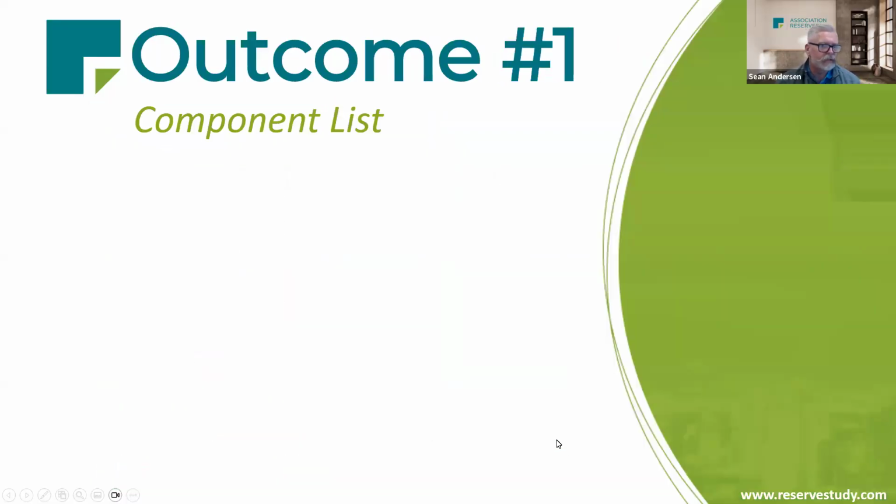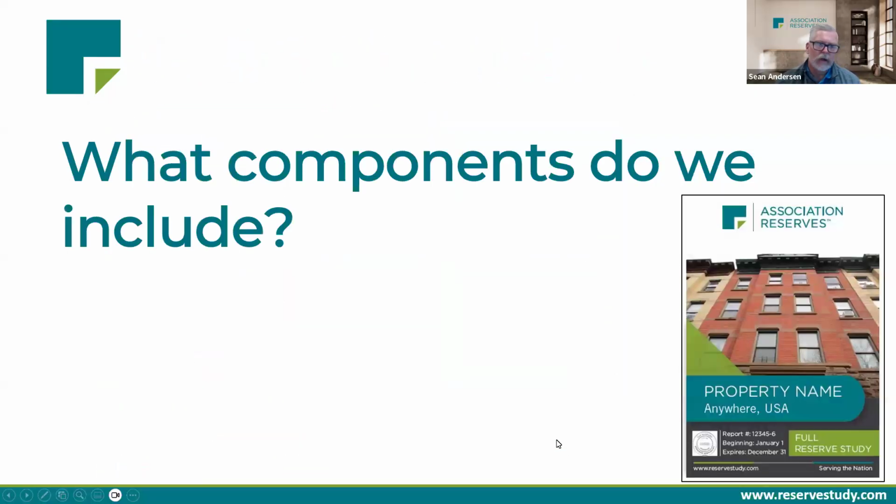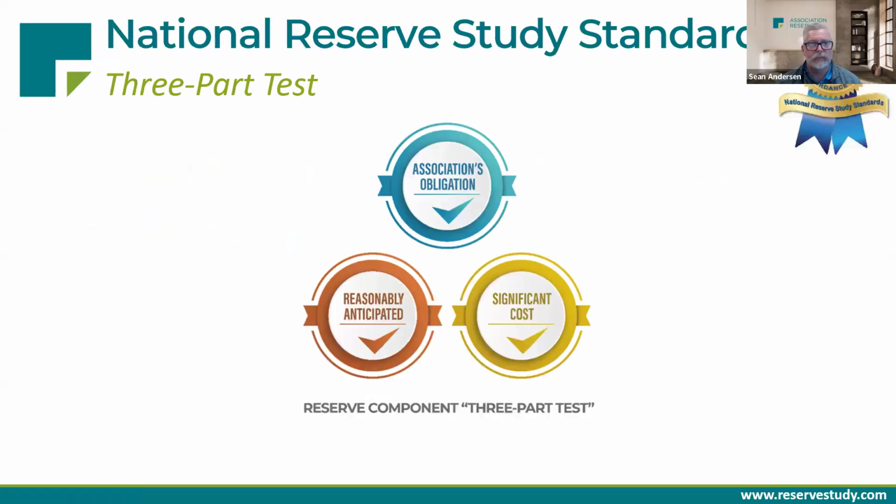So let's talk about the component list a little bit, and how we create it and how we determine what components to include. The way we do that, above all things, is we rely heavily on National Reserve Study Standards. The three-part test tells us that, number one, the component has to be the association's obligation. So we're not replacing people's furniture in their units. We're not doing stuff that's outside of the community. It's got to be the association's obligation.